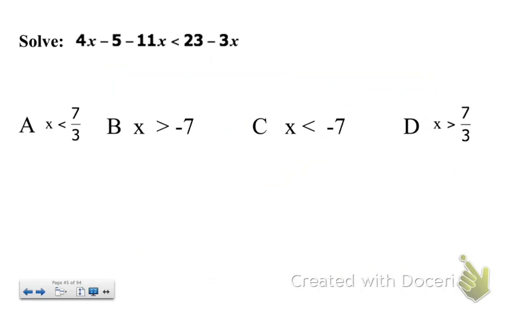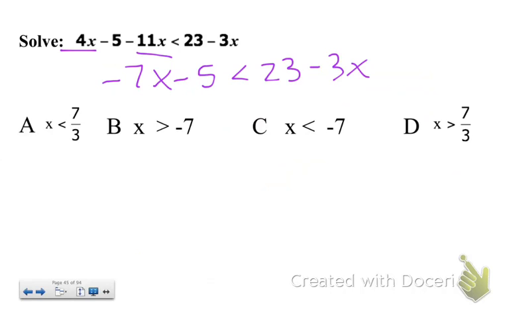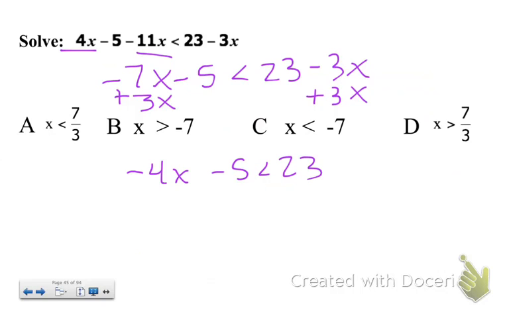Okay, this one gives me multiple choice options, so you could plug this in and see which one makes the statement true, or we can just go ahead and solve. So again, combine like terms. 4x minus 11x is negative 7x minus 5 less than 23 minus 3x. Add 3x to both sides, so I get negative 4x minus 5 less than 23.